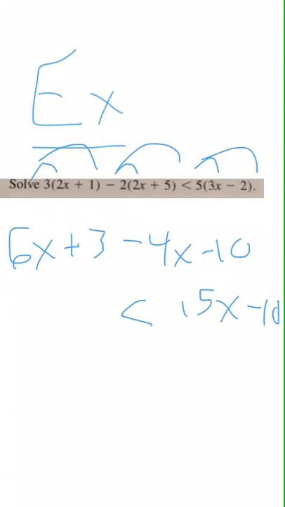So let's tidy this up. 6x minus 4x on the left hand side would be 2x, and then 3 minus 10, which would be minus 7, is less than 15x minus 10.